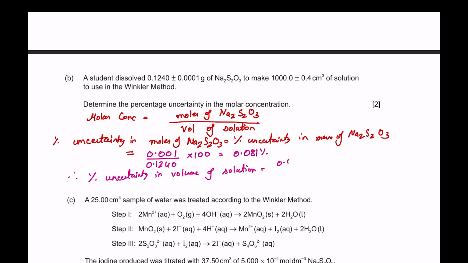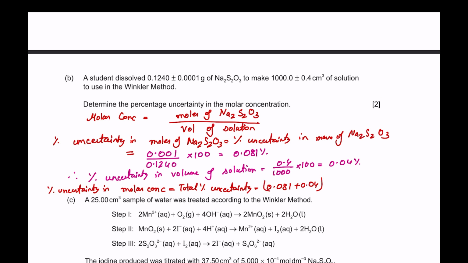This will be equal to 0.4 by 1000 times 100. So it is 0.04%. So percentage uncertainty in molar concentration will be equal to the total percentage uncertainty. That is 0.081 plus 0.04%. So we get this as 0.121%, which is the answer to this question.